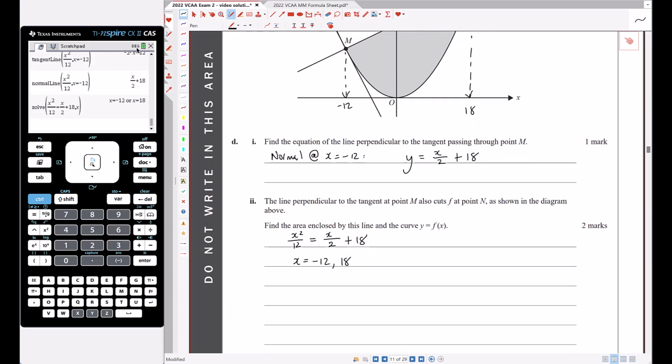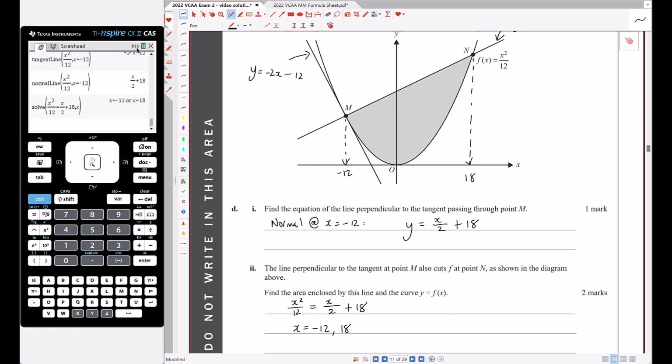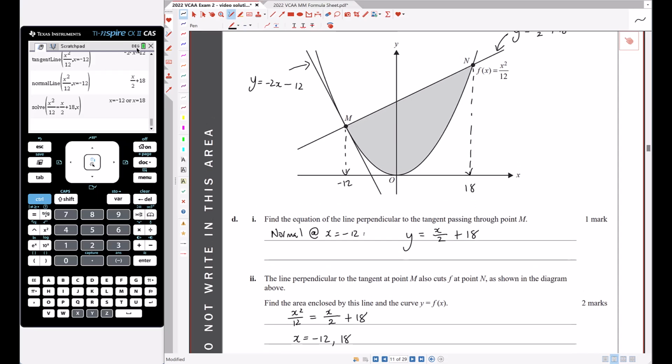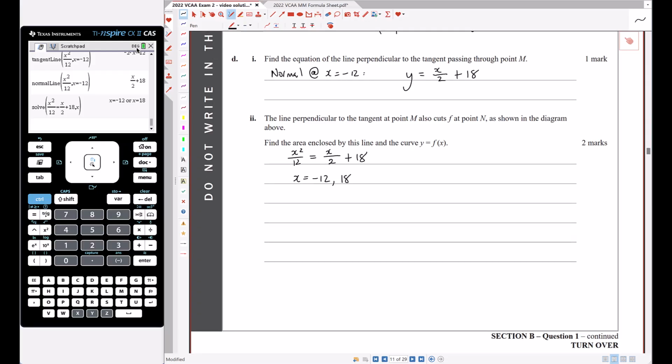Okay, so we want to find the area enclosed by this line and the curve y equals f of x, so that's that shaded area there. So the line is always the top function over that region, and the parabola is the bottom function, so it's just a simple single integral. So the area is going to be the integral from negative 12 up to 18 of the line, which is x on 2 plus 18, minus f of x, which is x squared on 12. And it doesn't tell us to round, so it must give a nice exact value.